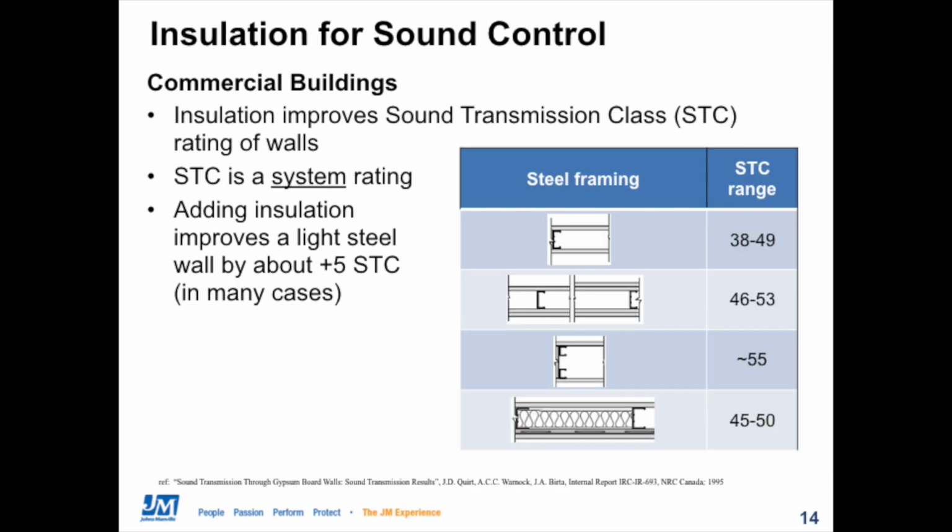So we've mentioned a couple times about how insulation is often used for sound control, and on this slide we'll dig into that a little bit more. Most of the time we use insulation in walls to improve what's called the sound transmission class, or the STC rating of a wall. STC is a rating applied to the whole system to describe how much sound is stopped by the wall going from one room to the next.